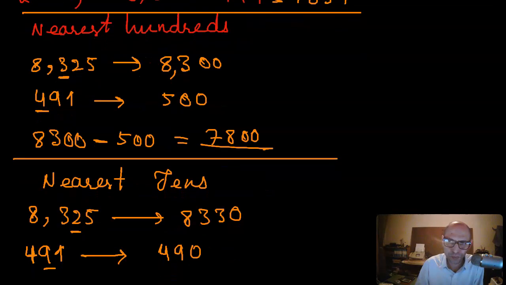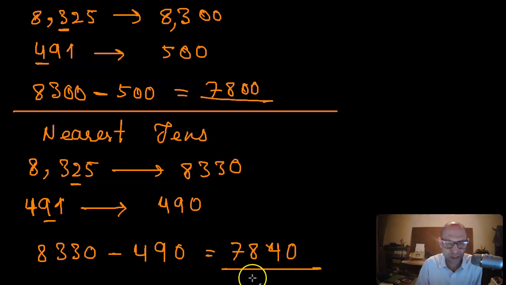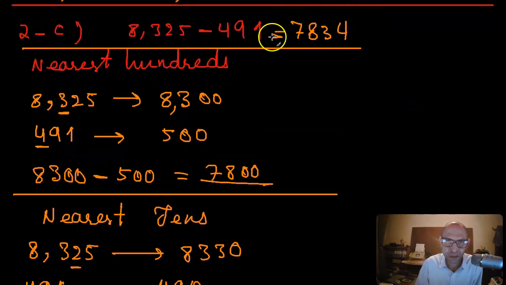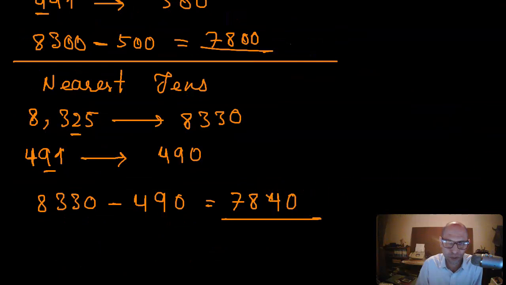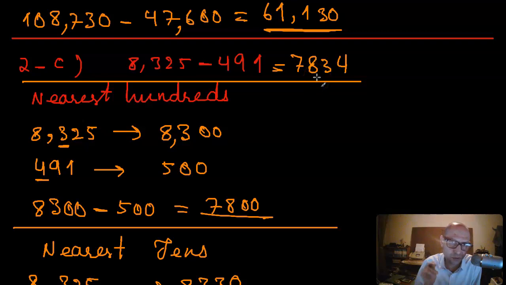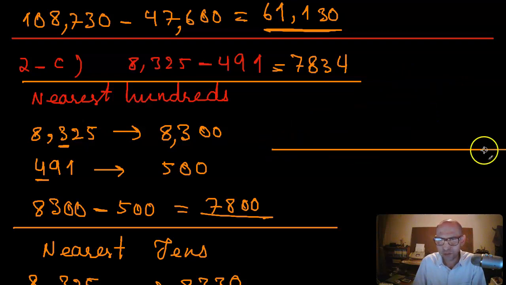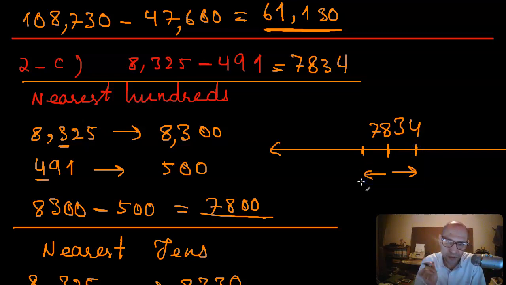But then when you round the number to the nearest tens, the estimated difference becomes greater than the actual difference, meaning 7,840 is greater than, of course, 7,834, right? So sometimes the number is greater, sometimes smaller, depending on the place value that you round your numbers to. It's going to be somewhere in the vicinity of your number, meaning you can imagine that your number, for example 7,834, is somewhere over here. And then the estimated sum or difference would be either over here or over here, meaning either greater or smaller than the actual number. Okay.